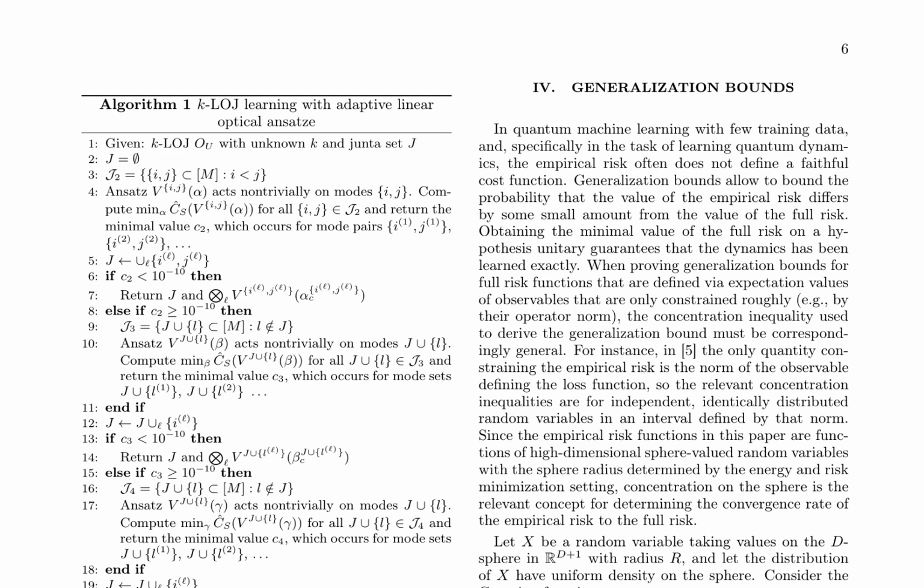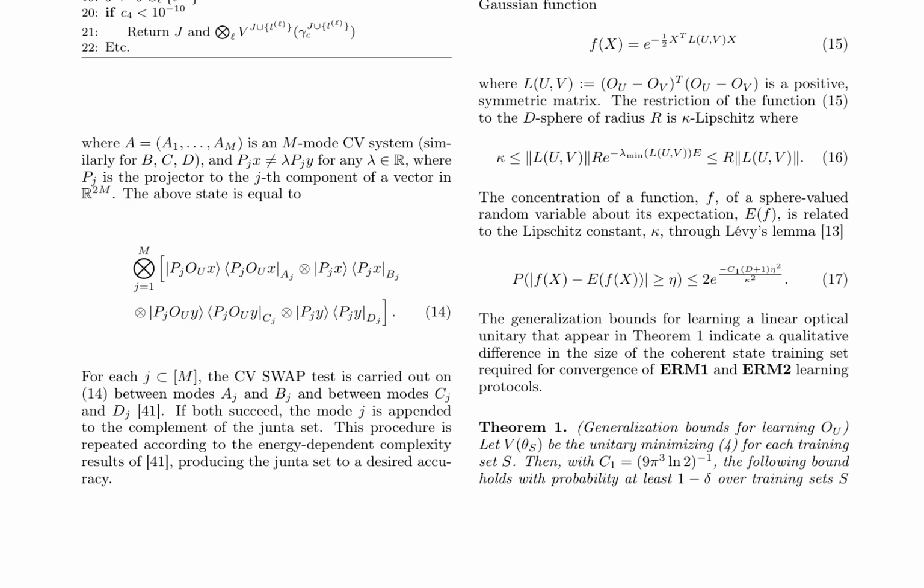Concentration inequalities are crucial for bounding the probability that the empirical risk differs by a small amount from the full risk. In this context, the relevant concentration inequalities are for independent, identically distributed random variables in an interval defined by the norm of the observable defining the loss function.